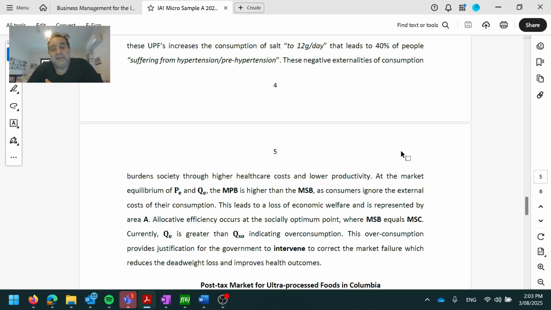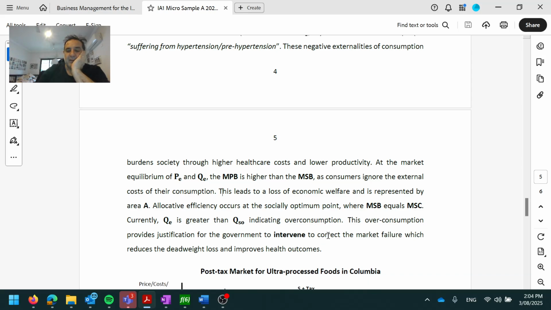The student goes on, this leads to a loss of economic welfare and is represented by area A, so that matches up with the dead weight loss represented in the diagram. Then you've also got allocative efficiency occurs, good use of phrase. Allocative efficiency or allocative inefficiency should be there. There's a mention of what the social optimum is, okay, where MSB equals MSC. Currently, the equilibrium quantity or the market quantity is greater than the social optimum quantity, and that indicates the overconsumption, right?